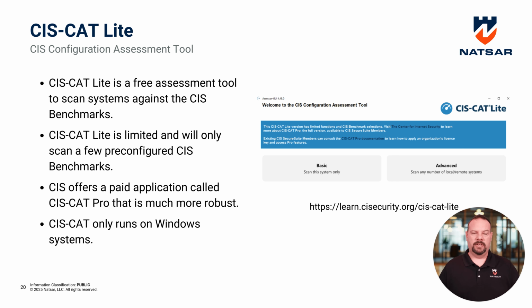But CIS-CAT Lite is perfect if you're just trying to scan your own Windows 10 or Windows 11 computer, for instance, to see how you compare to the recommended best practices for cybersecurity. Or if you're even in a business organization and you have just a few systems that you want to scan, you can certainly use something like CIS-CAT Lite. I mentioned they do have that paid application called CIS-CAT Pro, and CIS-CAT only runs on Windows systems. So at this point, there's not a Linux or a Mac executable that you can use to run this. It has to be done on Windows. You can get CIS-CAT Lite from going to the URL that I have below the screenshot there on CIS's website.